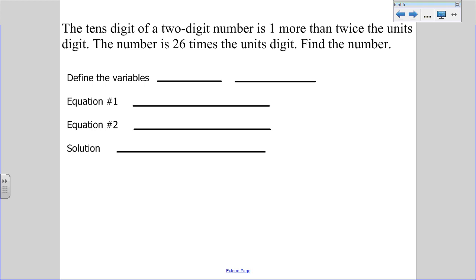The number is 26 times the units digit. Find the number. When they say find the number, guys, what that means is you have to find a tens digit and a units digit to put together. So like when I was doing your warm-up, I picked a tens digit of 7. I picked a units digit of 2, and I put those together to make 72. So you're going to have 2 variables. T is the digit that's in the tens place, so whatever answer you get for T. U is going to be the answer you get, the number you put in the ones place, so U equals.